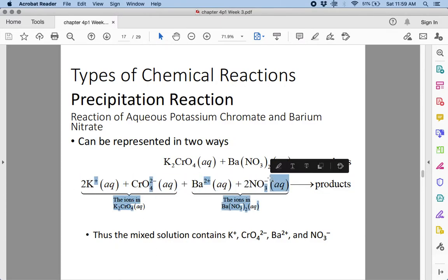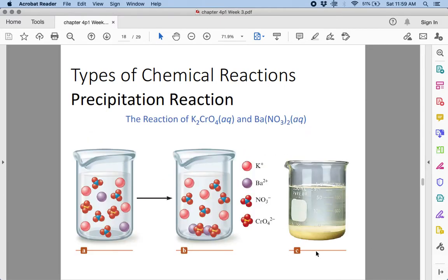That this is shorthand. And the secret language is telling me all of this is actually in there. And that when we mix the potassium with the nitrate and the barium with the chromate, those would be our products. And it looks something like this.